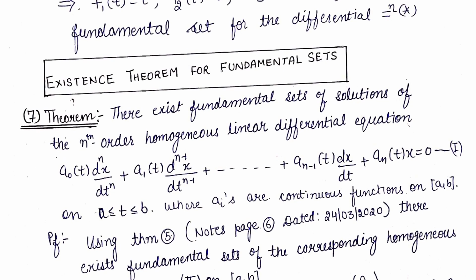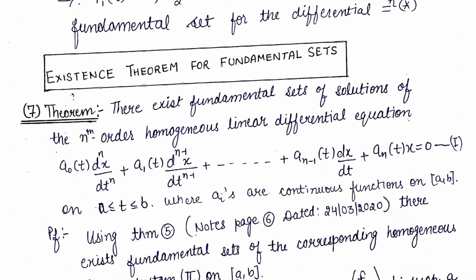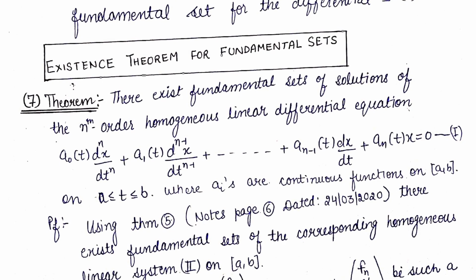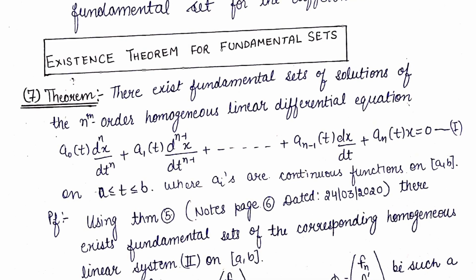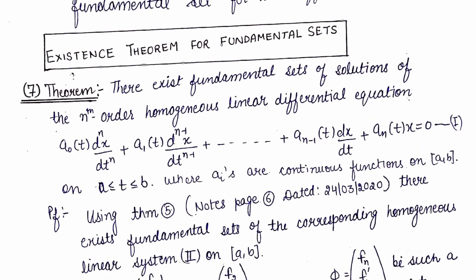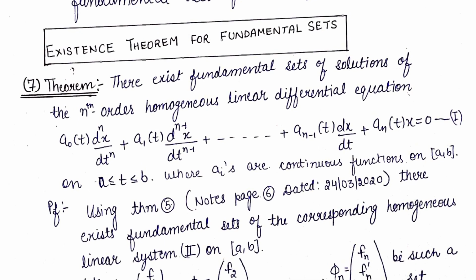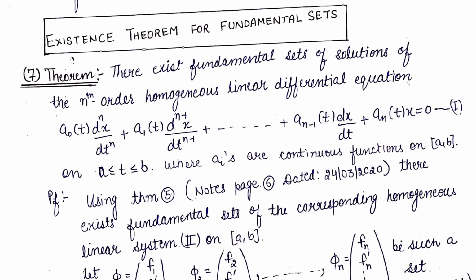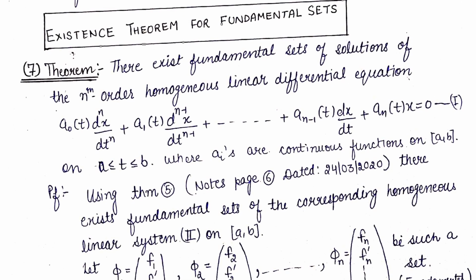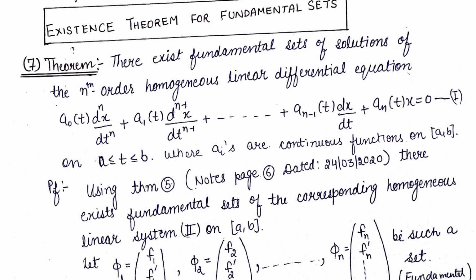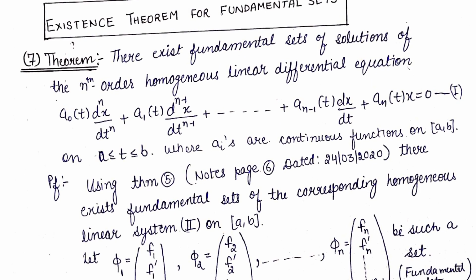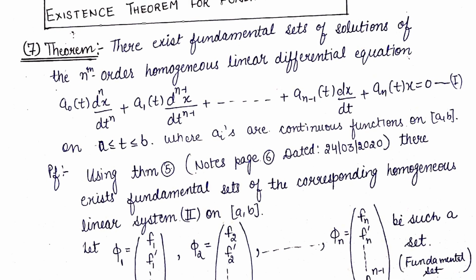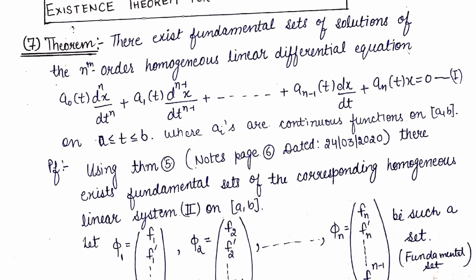And you know that an nth order homogeneous linear differential equation always corresponds to a system of n homogeneous equations. So, using theorem number 5 for the system of homogeneous differential equations, we get that there always exists a fundamental set of the homogeneous linear differential system 2 on AB.